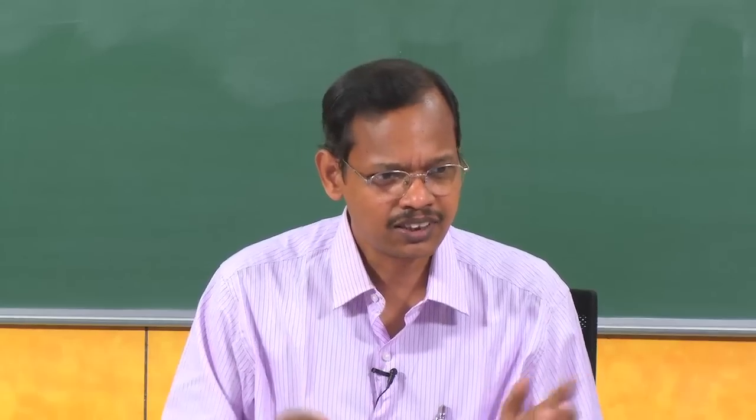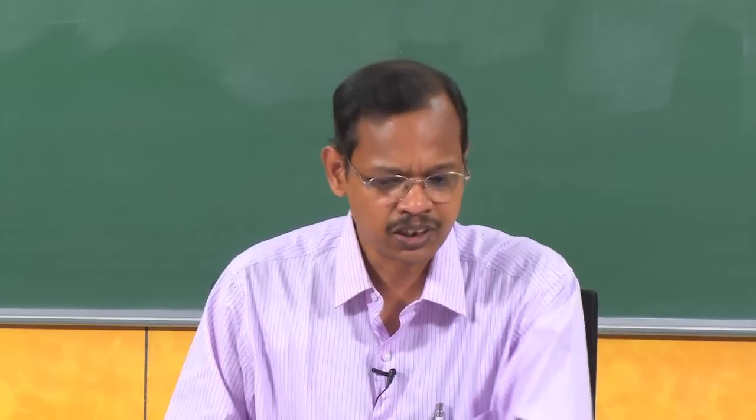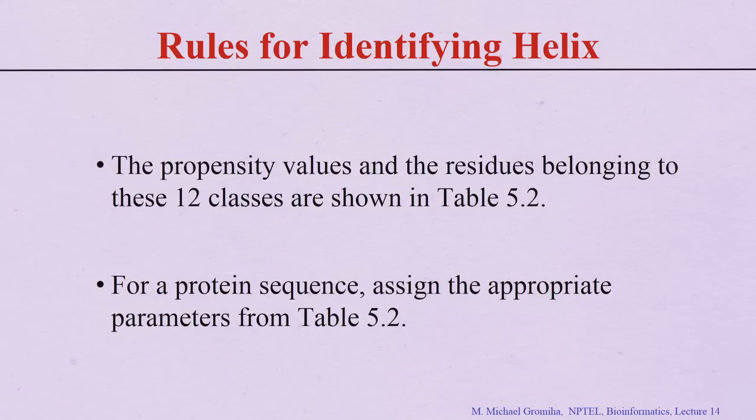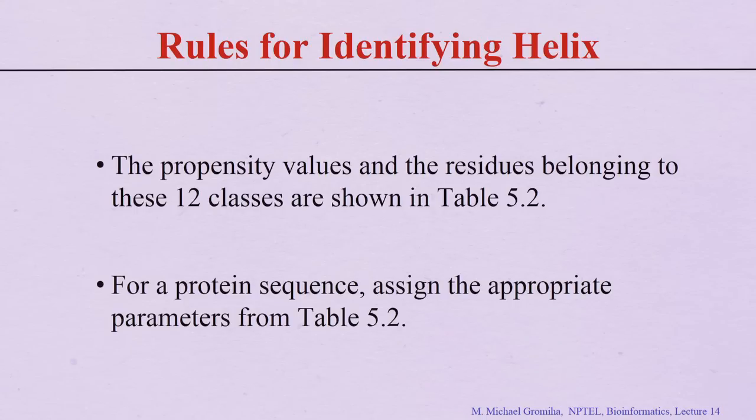So, how to predict the helical segments or beta strands from this amino acid sequence? First, you take the sequence and assign the propensity values, because if you take this table, there are 6 different groups for the helix, 1, 2, 3, 4, 5, 6, and for the beta also you have 6. So, you can take these preferences and assign the values.